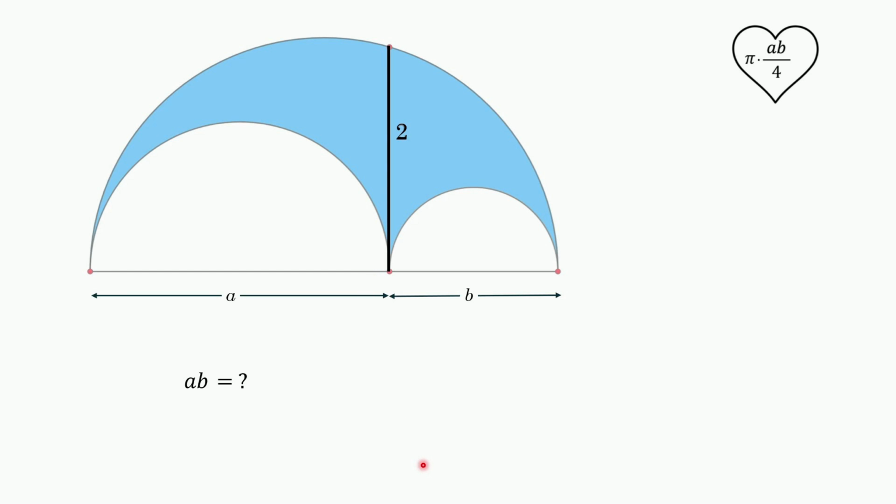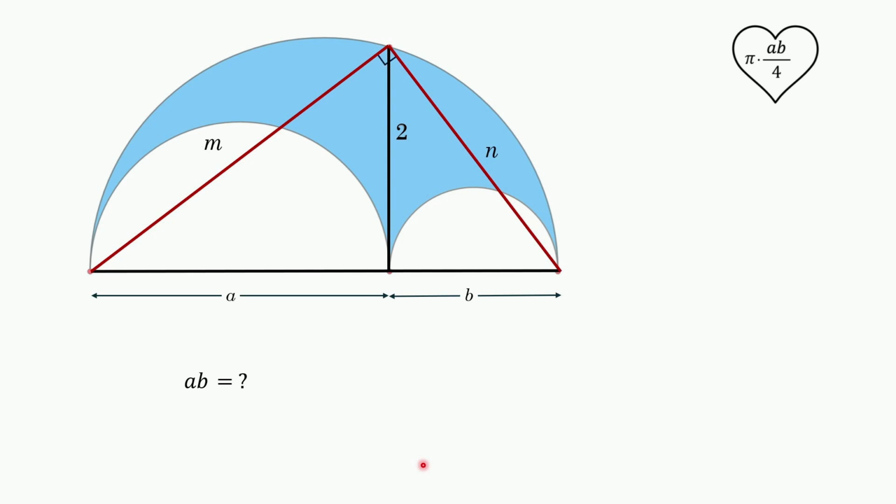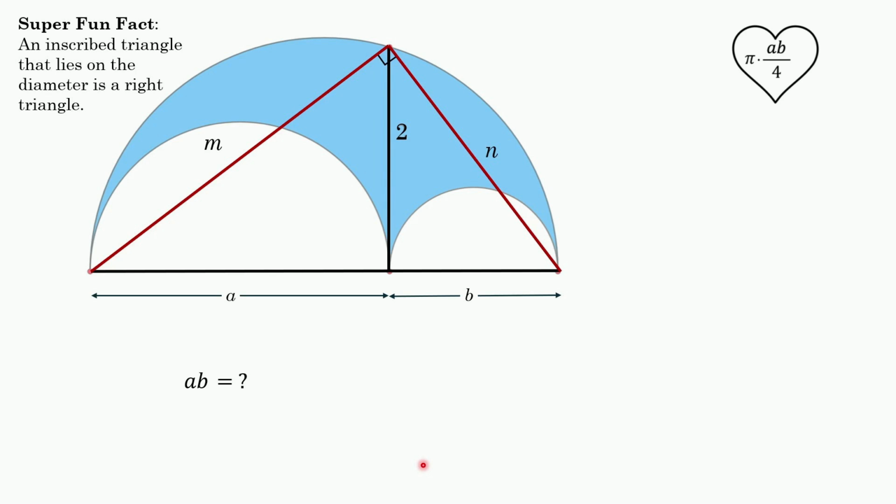Now, if we took the two endpoints of the largest semicircle and made a triangle with a base, it would be a right triangle because it's an inscribed triangle. It lies on the diameter. So that vertex up here would be the vertex of a 90-degree angle. So we have right angles. We have triangle MNAB. That's what we're going to call it right here. So that's a right triangle. That's pretty good. We can do all kinds of stuff with right triangles.